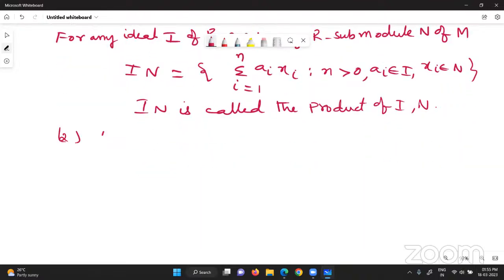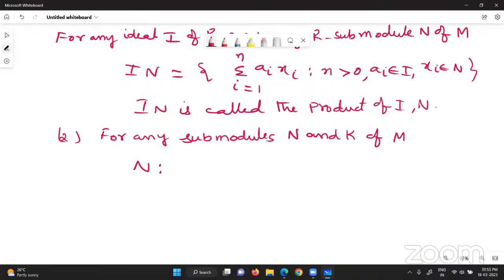These are all notations for submodules. Next, the second one: for any submodules N and K of M, we have the extension (N : K) defined as the set of all a belongs to R such that aK is a subset of N. If you define it like this, (N : K) is not a submodule, but it is an ideal of R.